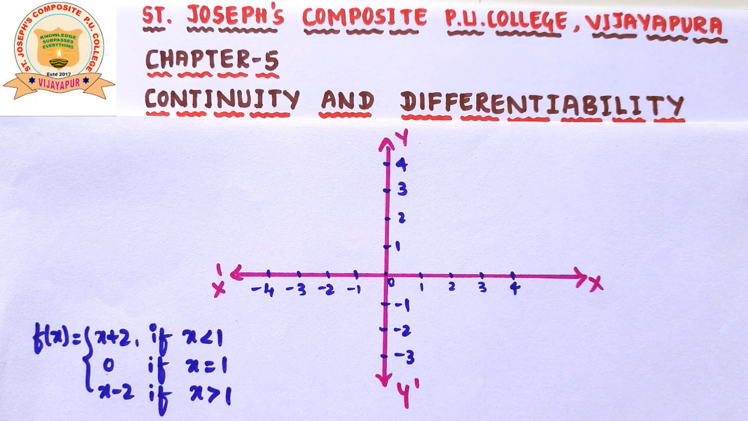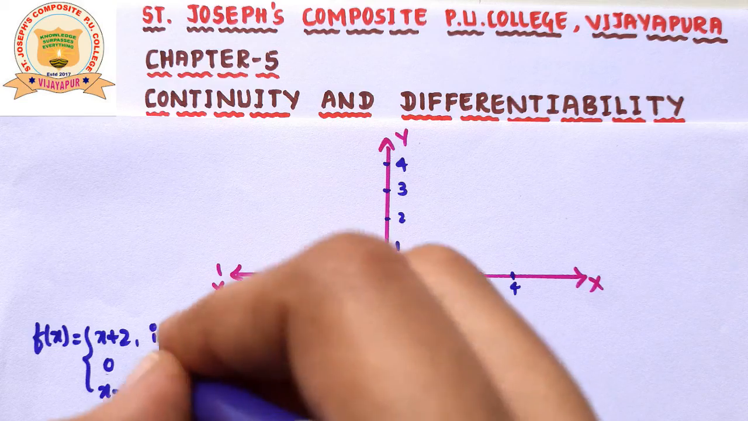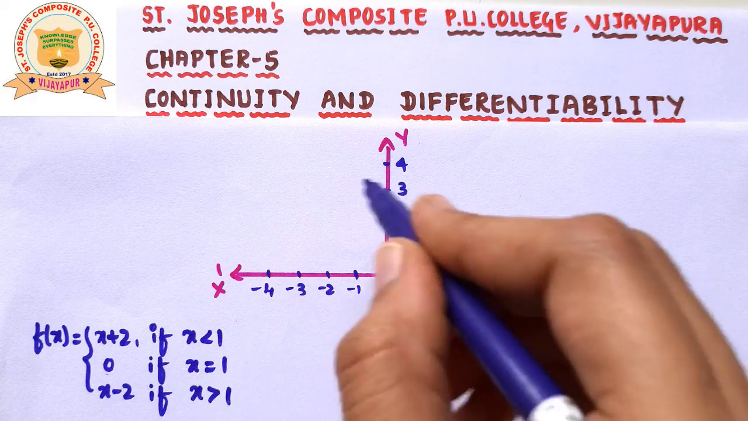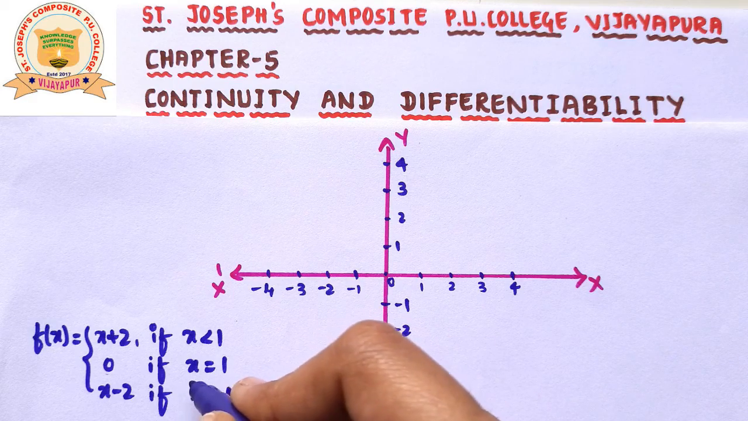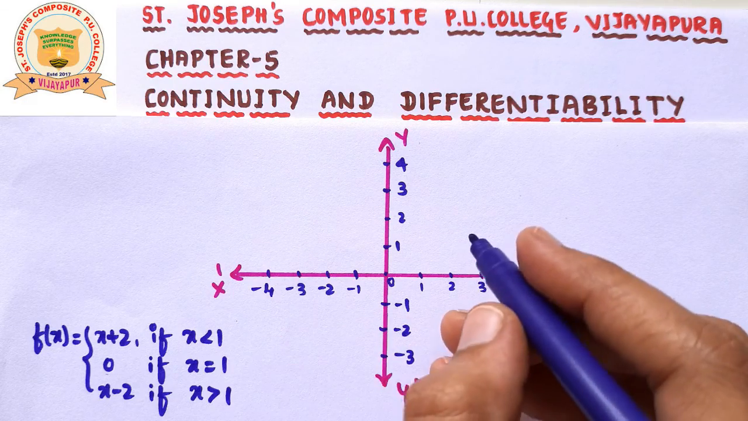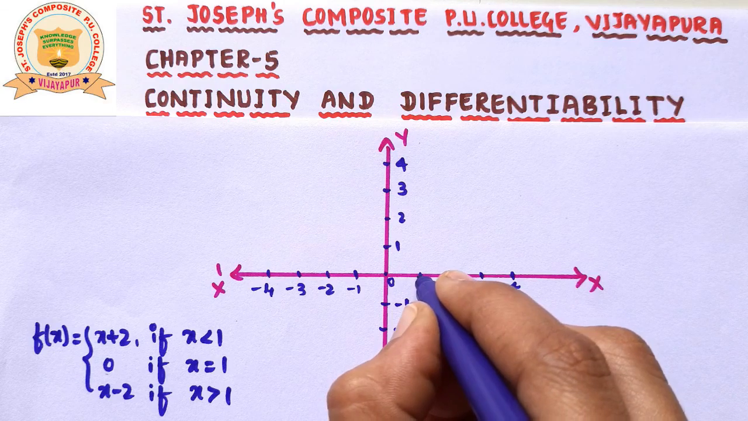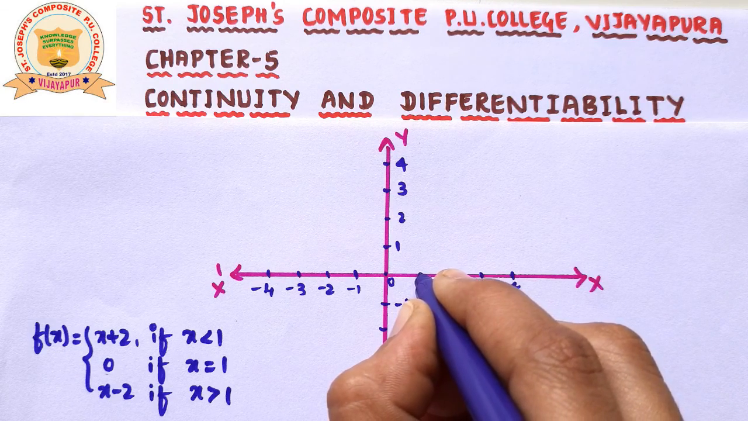Now we will check the continuity of this function by the graph. Now we will draw the graph of this function. At x is equal to 1, what is the value? 0. At x is equal to 1, the function value is 0. Here.